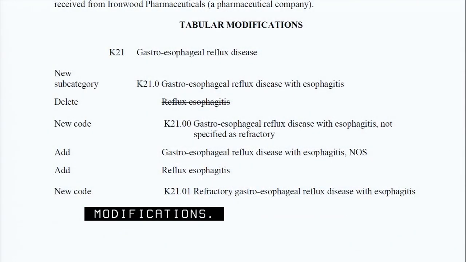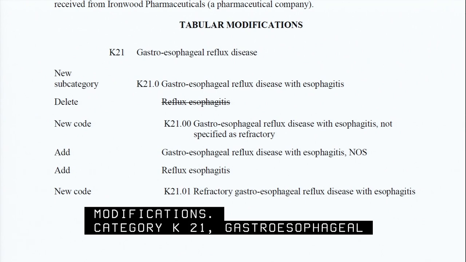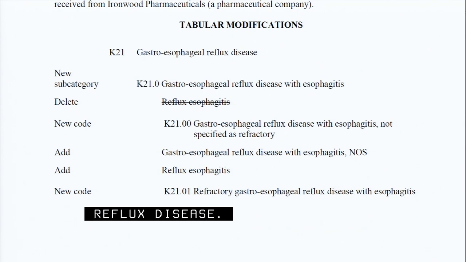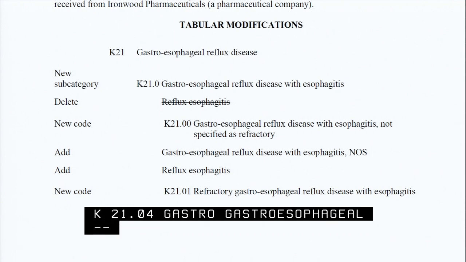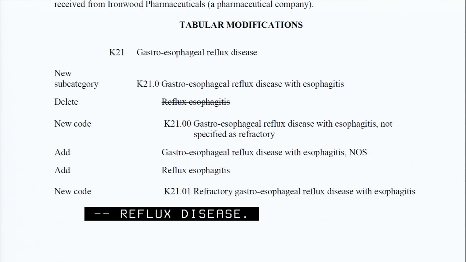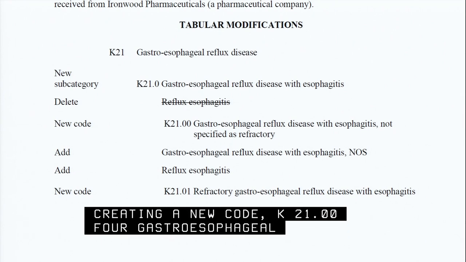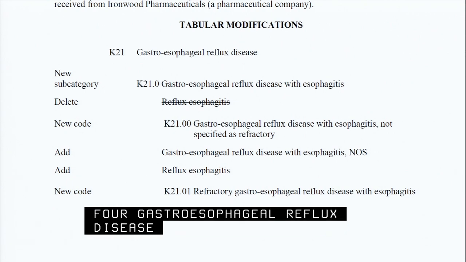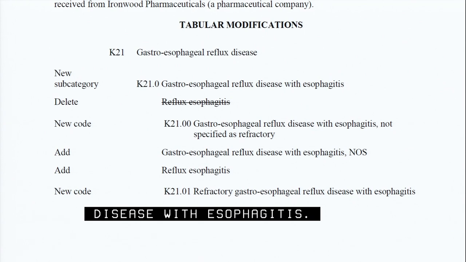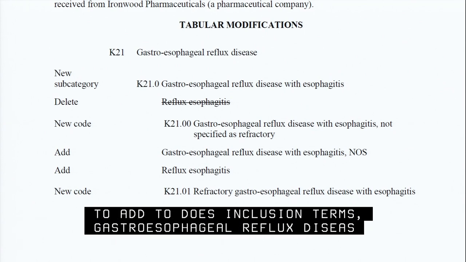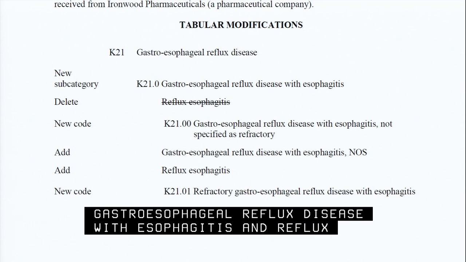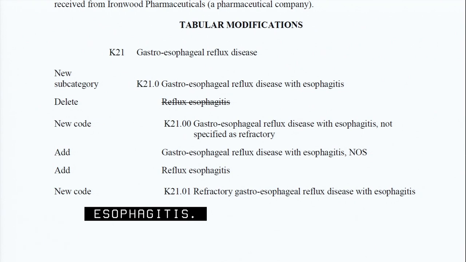Okay, I will go ahead and go into the proposed tabular modifications. Tabular modifications are at category K21 for gastroesophageal reflux disease: to create a new subcategory K21.0 for gastroesophageal reflux disease with esophagitis; to delete the existing inclusion term reflux esophagitis, creating a new code K21.00 for gastroesophageal reflux disease with esophagitis not specified as refractory; to add two inclusion terms, gastroesophageal reflux disease with esophagitis, NOS, and reflux esophagitis; also creating a new code K21.01 for refractory gastroesophageal reflux disease with esophagitis.